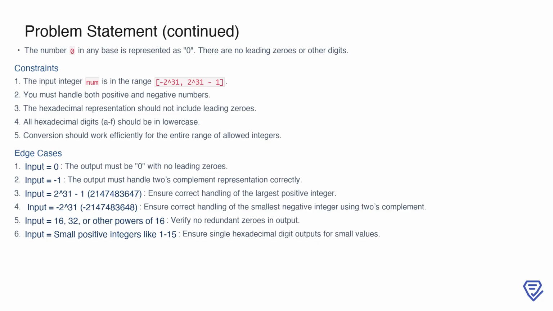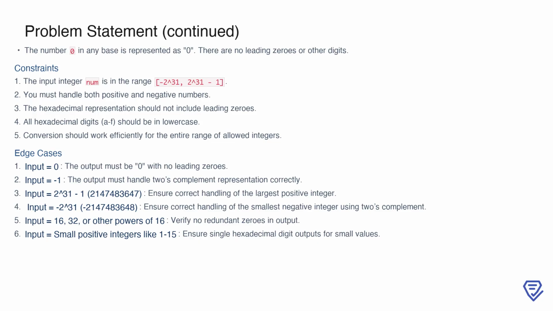You must also correctly process large integers, like 2 to the power of 31, and ensure no redundant zeros for powers of 16, such as 16 or 32. Finally, small integers between 1 and 15 should produce a single hexadecimal digit as output, verifying that the function works accurately for all scenarios.